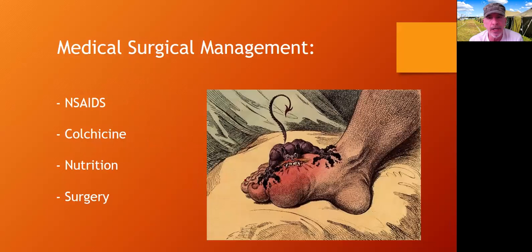For management, there again, the NSAIDs for swelling. Colchicine is the most common medication I've seen prescribed for gout. And colchicine helps to break down those uric acid crystals in the joints and get them into your bloodstream, and hopefully you just urinate them out. Nutrition, again, avoiding seafood, staying hydrated, and surgery. They can actually go in and work on the joint surgically if they have to.